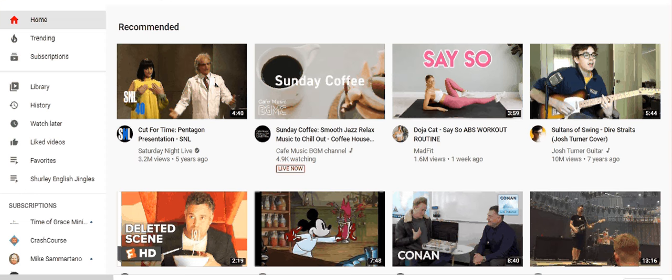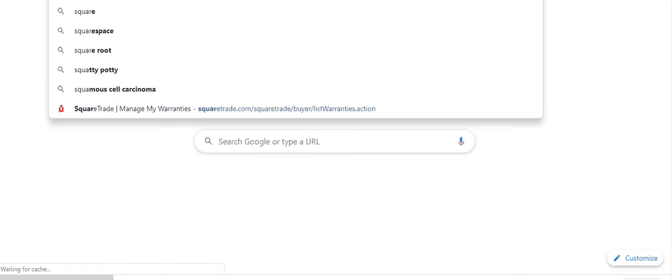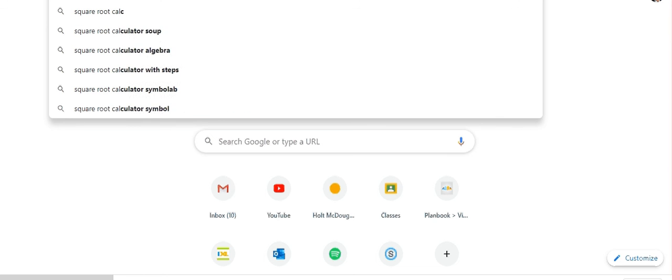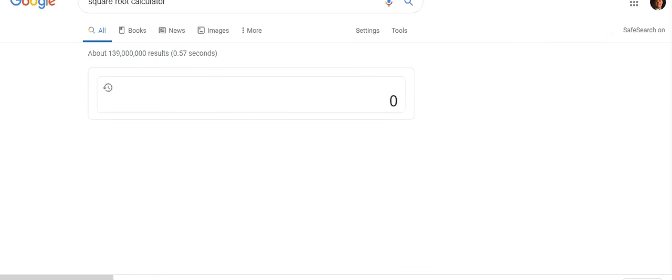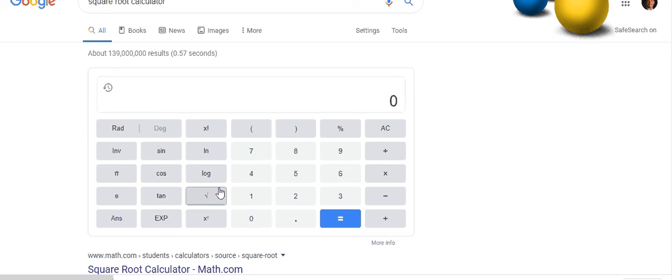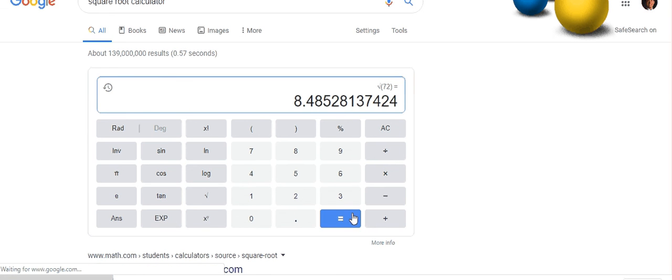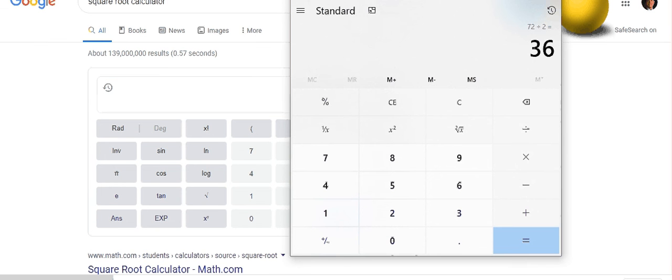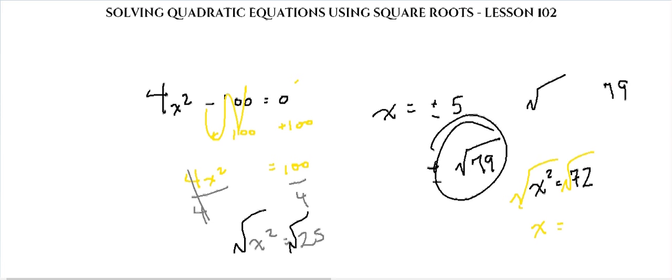Might be able to get it on here. I don't have a way to show a calculator any other way. Yep, I can do it here. Square root of 72 comes out to 8.485 and so on. So they show the answer as plus or minus 8.485, plus or minus 8 and 485 thousandths, and they stop there. So that's the way they do it.